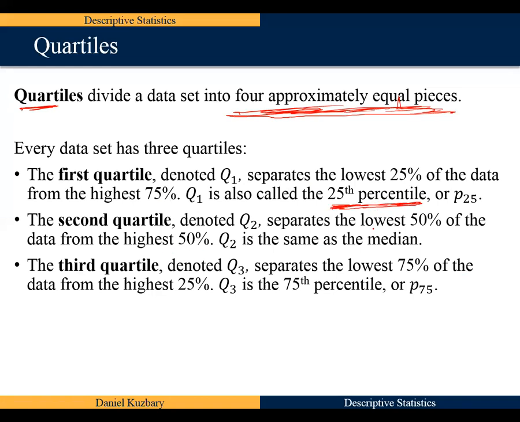The second quartile divides the lowest 50% from the highest 50%. That's also called the median. So we've actually learned what this is already. We just have a new word for it. We can call it quartile 2.